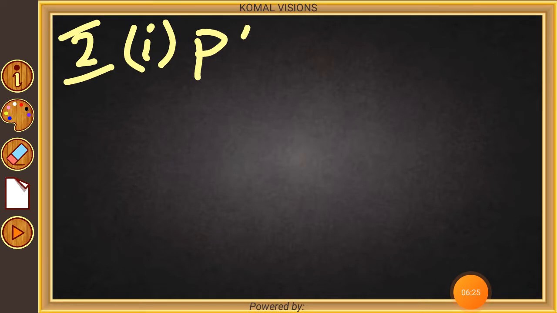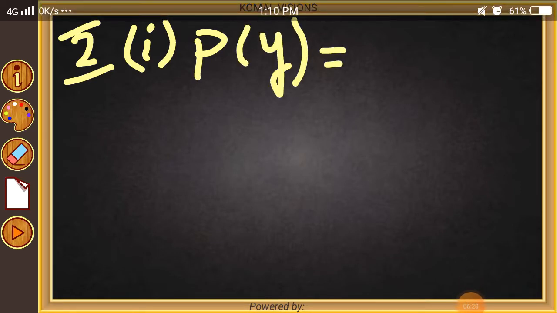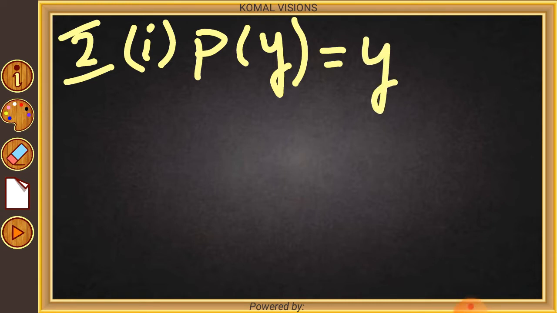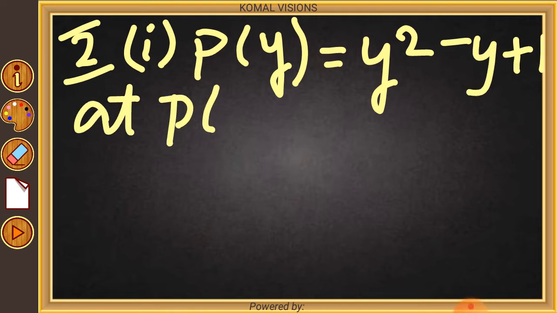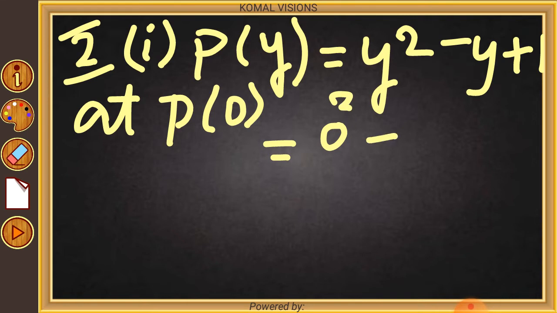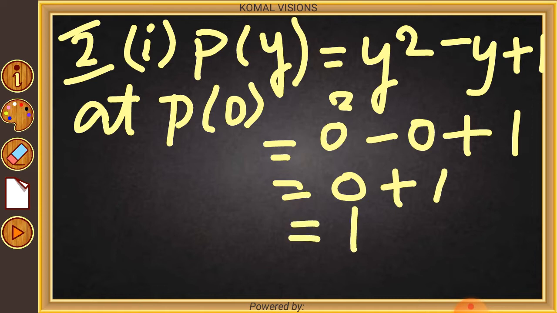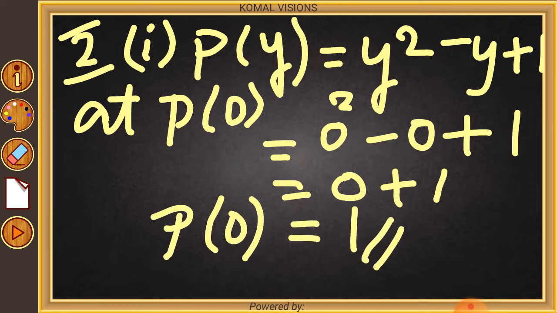So the problem in second main is p of y is equals to y square minus y plus 1. At p of 0 we have to find out. That means I have to insert the value of y as 0 throughout the expression. That means y square will be 0 square, minus y will be 0, plus 1. 0 minus 0 is 0 again, plus 1 will be 1. So p of 0 is equals to 1 here. That's it.